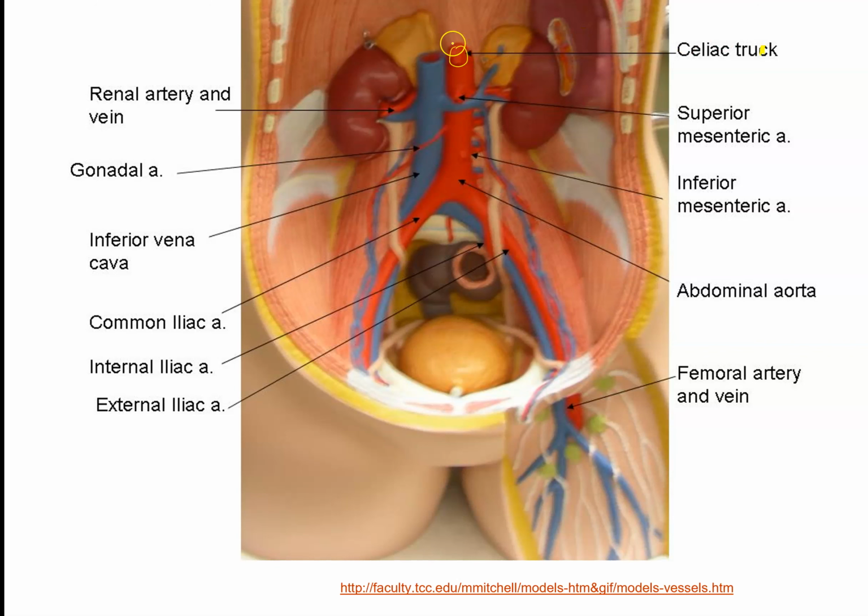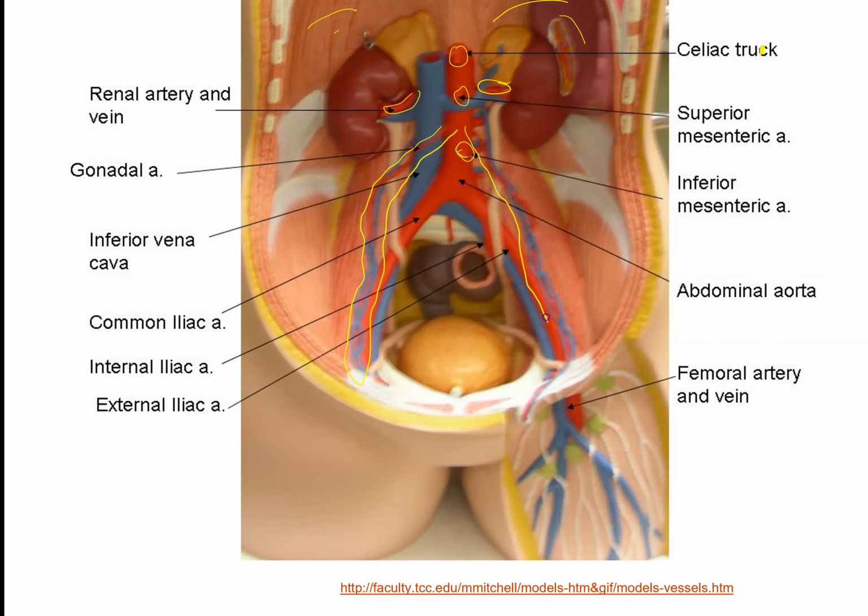Celiac trunk, it doesn't show all the branches, but there is your spleen, and they don't show the liver up here or the stomach up here. So you don't see those branches in this model. Superior mesenteric artery, renal artery on both sides, inferior mesenteric artery, gonadal artery, and it's going to be part of this network down there.